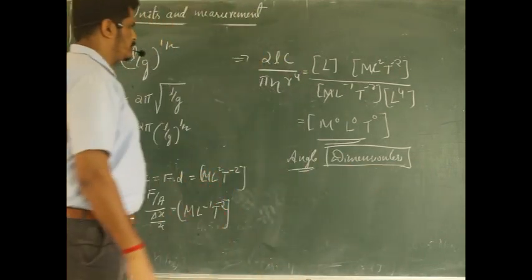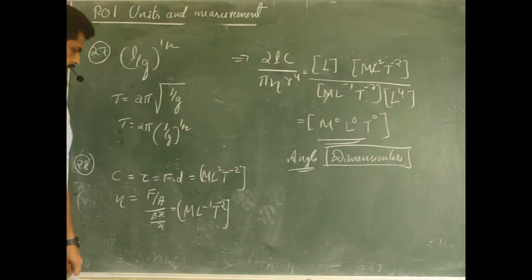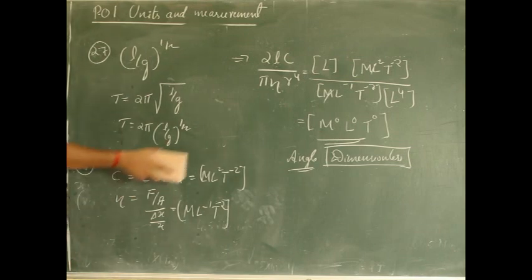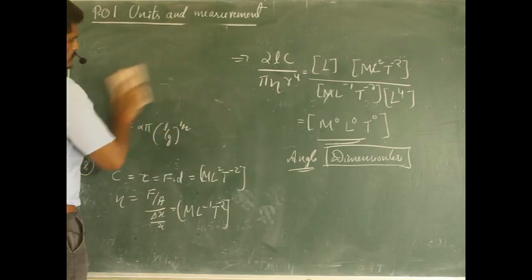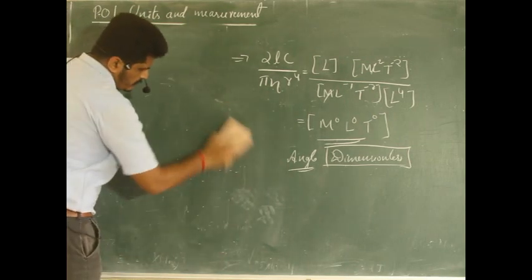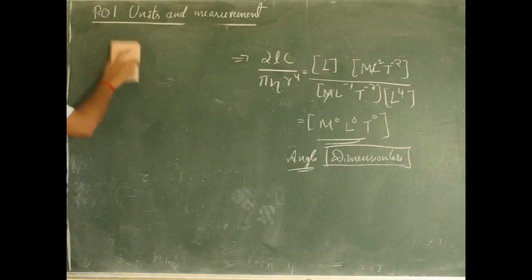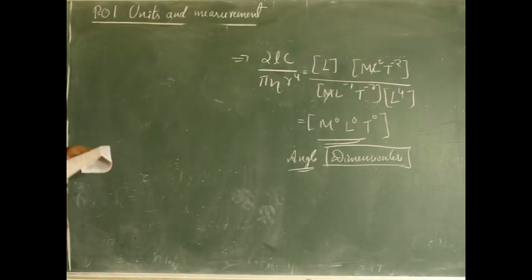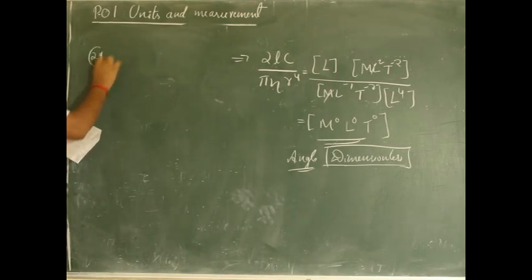So that is all about question number 28. We have just solved it, and the substitution will give you a dimensionless result, because it is M0 L0 T0, which is equivalent to one of the physical quantities. What is that? Plane angle and solid angle, that is, steradian, are one and the same. Okay, fine. Next, let us go for question number 29.